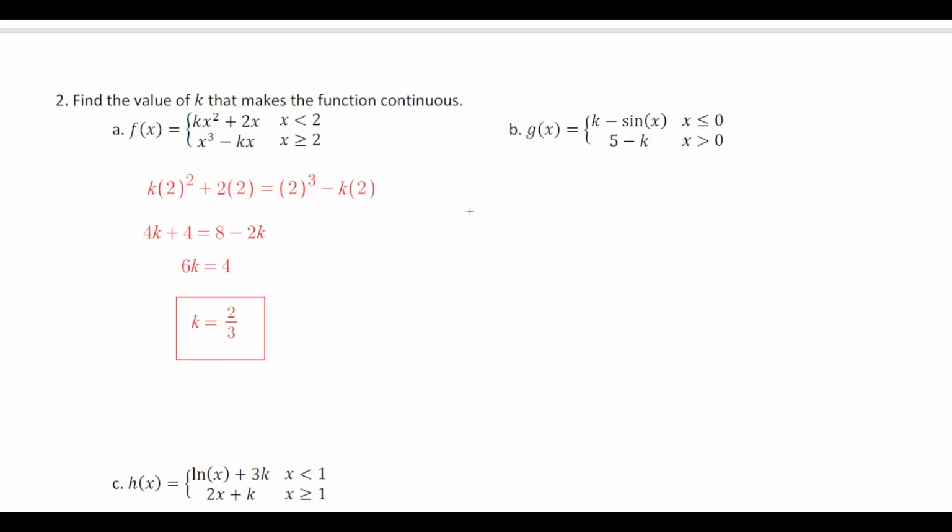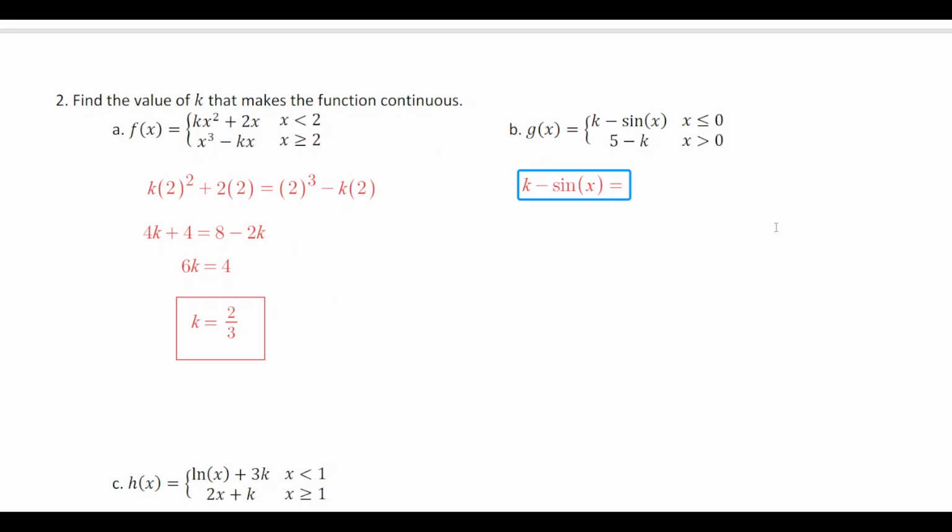For b, we'll solve it basically the same way. In this case, the only difference is that the break is occurring at x equals 0. So to the left of the y-axis, we've got this graph, which is a sinusoidal curve, flipped over and shifted up or down, depending on what k is. And then the second function is just a constant. It's just 5 minus whatever k is. So what we need to do is figure out k to make these two functions equal at that x value.